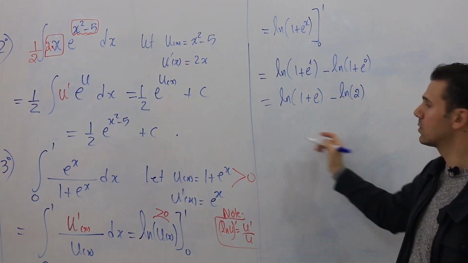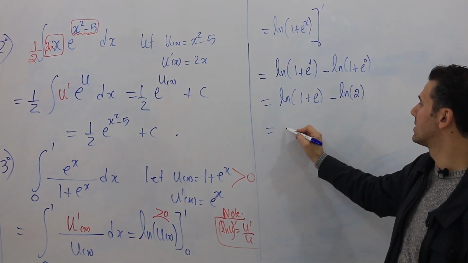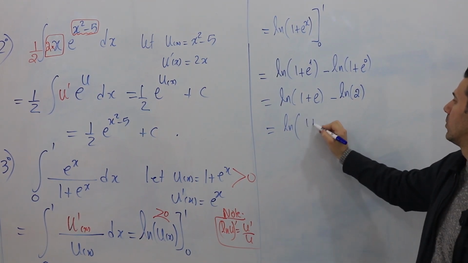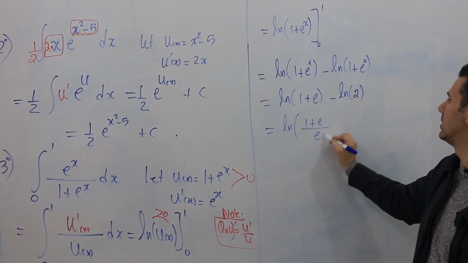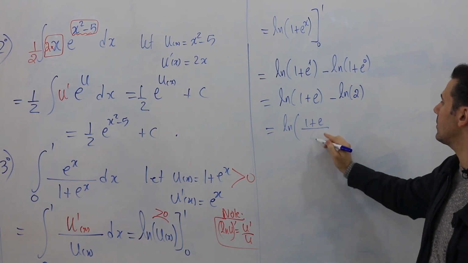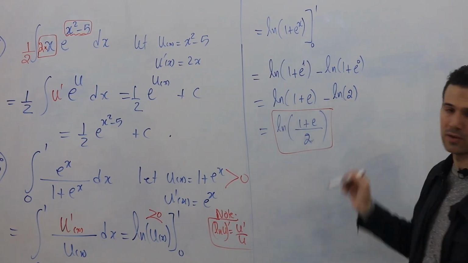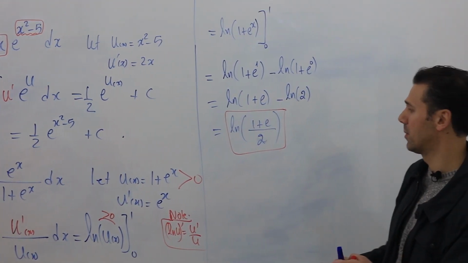We can leave it like this, or, as a property of ln functions, it will be ln of (1 + e) over 2, and this is the last result, which is a constant number.